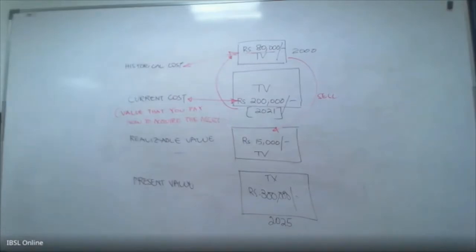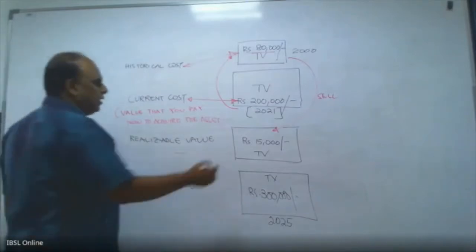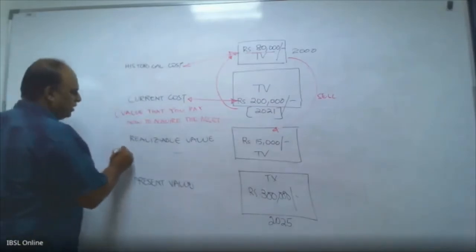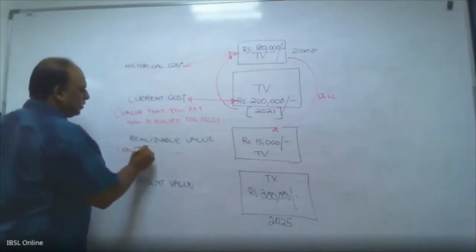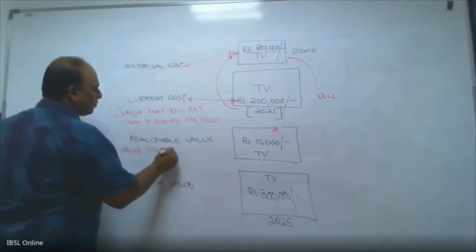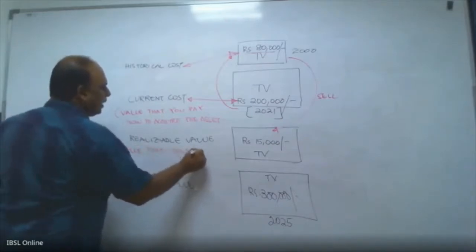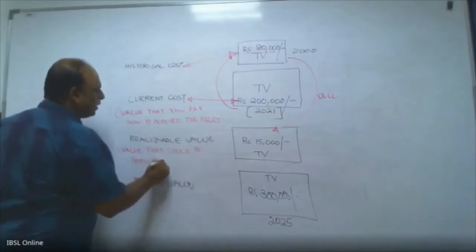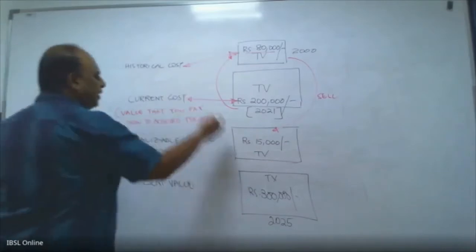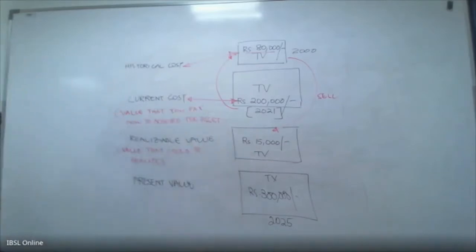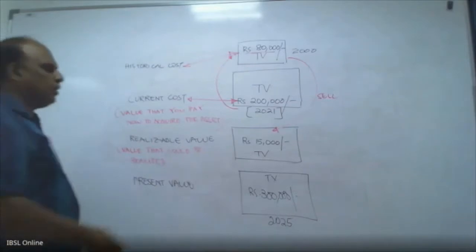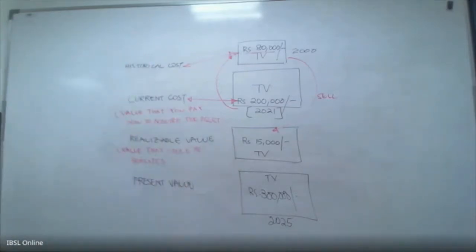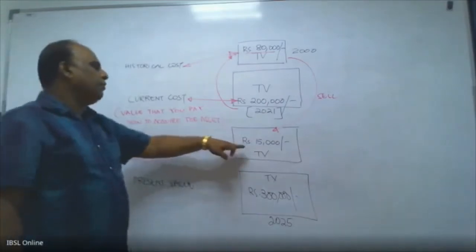Now we are going into the third one, 15,000, which is the value that could be realized. We say that it is realized. Even though you think that you can sell it for 50,000, the real condition in the market would be people might only want to buy it at 15,000. They will not give you more than that. So the realizable value would be 15,000.